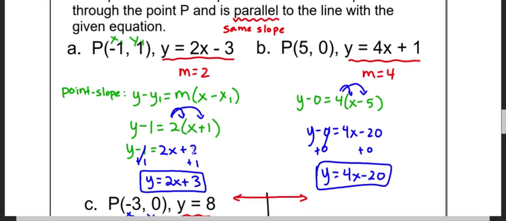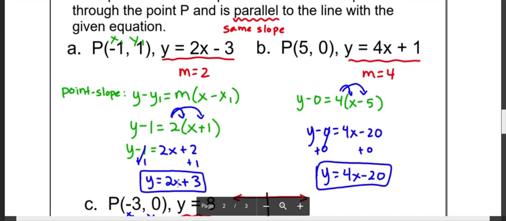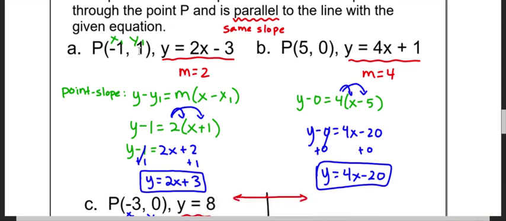We need to multiply also. Then we want to get y by itself. So to move this 1, we need to add it to the other side. Since it was minus 1, we need to add to the other side. So we get y equals 2x plus 3. And that is the equation of a line that is parallel, remember same slope, and passes through -1, 1. Remember, we use those points to plug into point slope form.